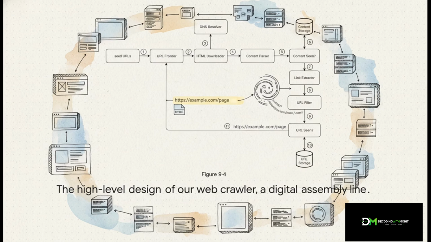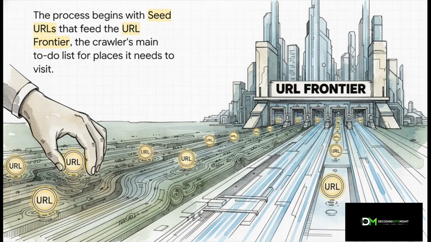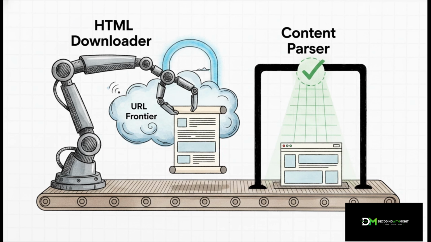Let's just follow a single URL on its journey all the way through this thing. Okay, so the journey starts with what we call seed URLs. These are just our starting points. These seeds get fed into the URL frontier, and you could just think of the frontier as our bot's master to-do list. It's what keeps track of all the places we still need to go. From that to-do list, a URL gets picked up by the HTML downloader. Its job is simple. Go fetch the actual web page.